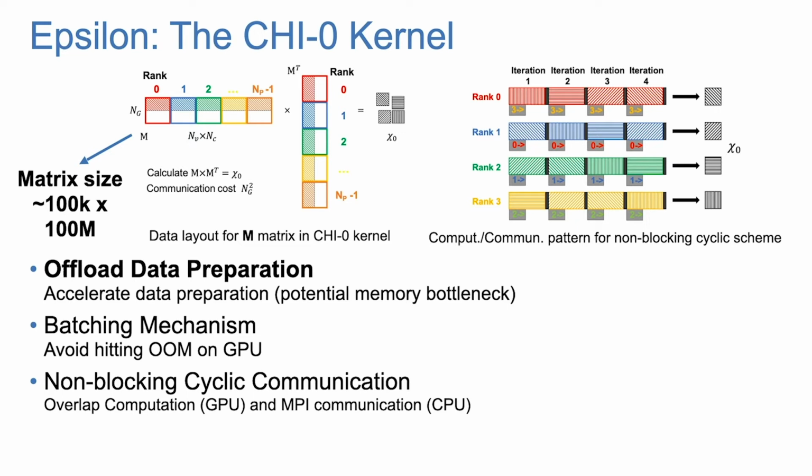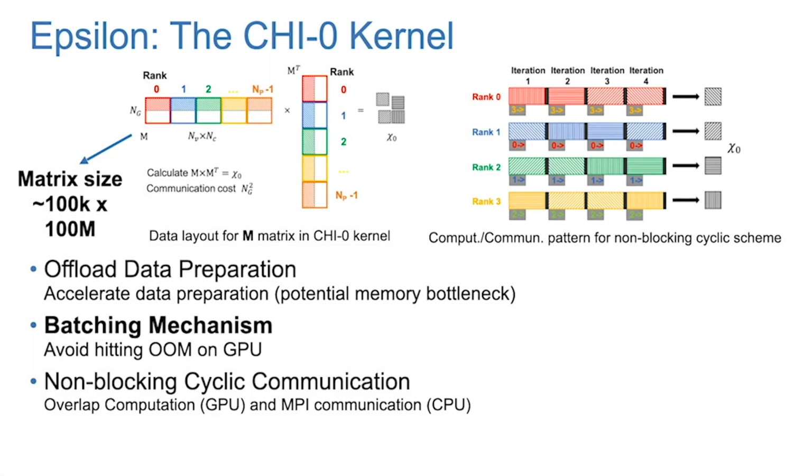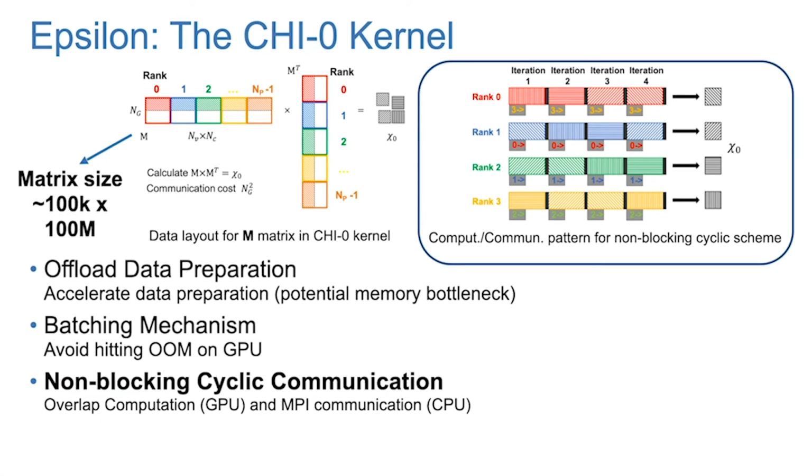On the other hand, due to the limited memory on the GPU, this can potentially be a memory bottleneck for large-scale applications. To alleviate this problem, we have implemented the second strategy, which is a batching mechanism, which avoids hitting the memory limit on the GPU by loading the columns depending on the maximum memory on the GPU. This implies that for each of these batches, you have to repeat the communication scheme, which is the final technique we have implemented. We have moved in the direction of a non-blocking cyclic point-to-point communication scheme, which eventually offered the possibility to overlap the MPI communication on the host with the ZGEMM execution on the GPU.